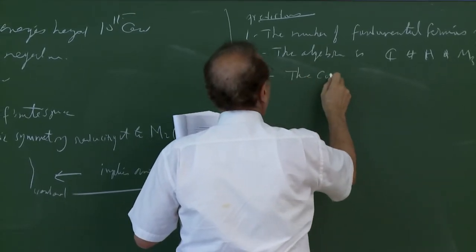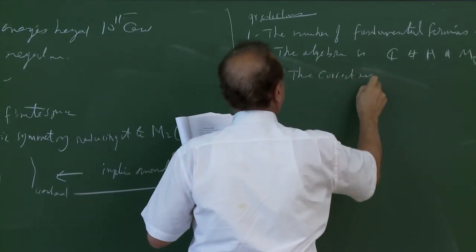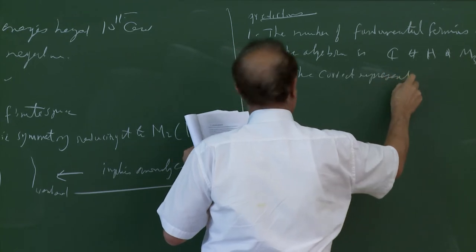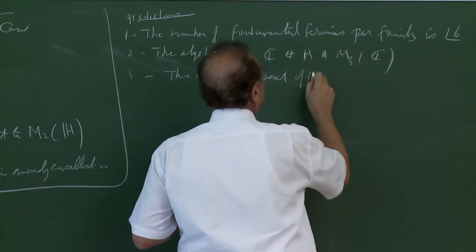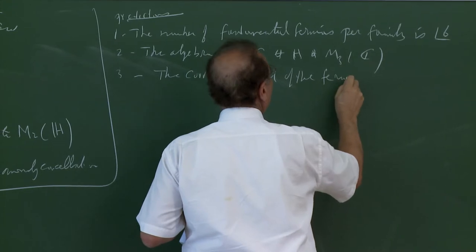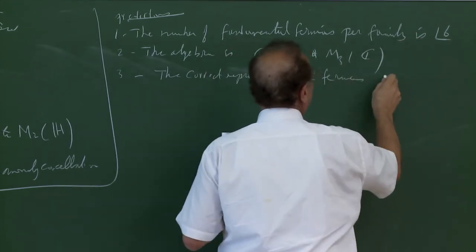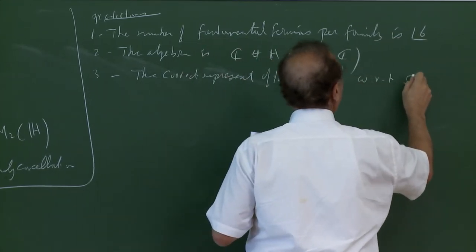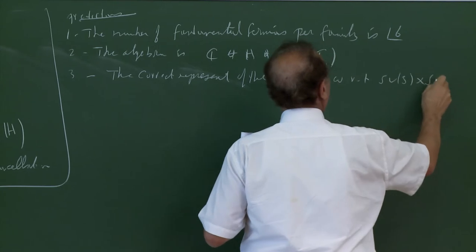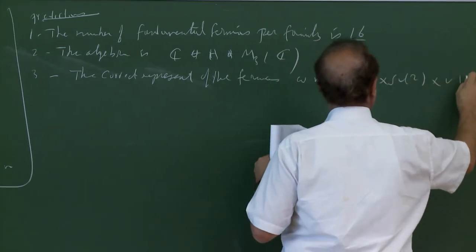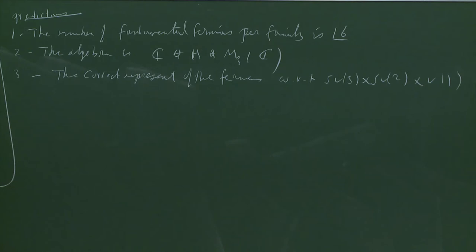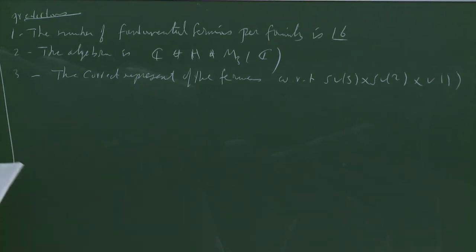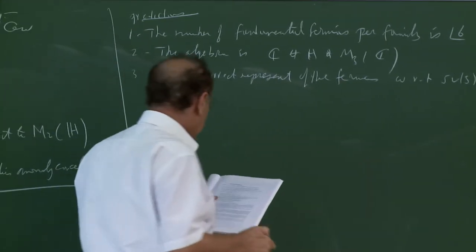And we obtain the correct representations of the fermions, the 16, with respect to SU3 cross SU2 cross U1. This is not trivial, actually, to get exactly, especially the U1 hypercharges, really very difficult to get, but to get the 3, 2, 1 for each one of them really comes out.